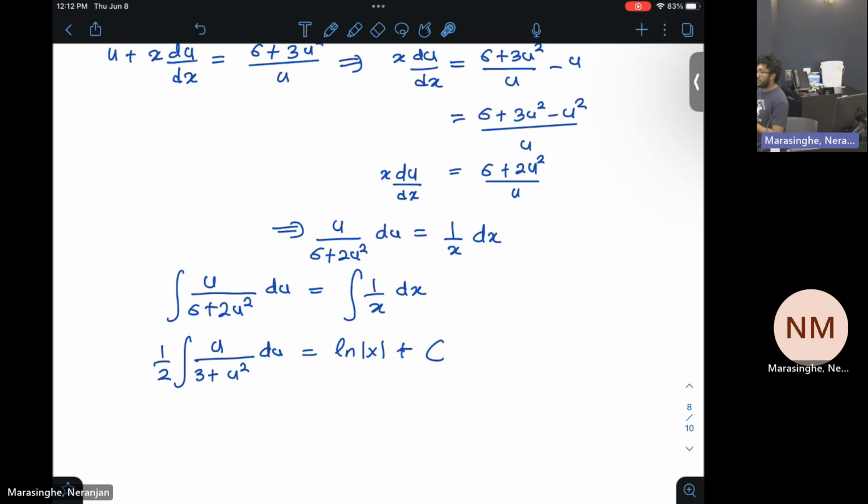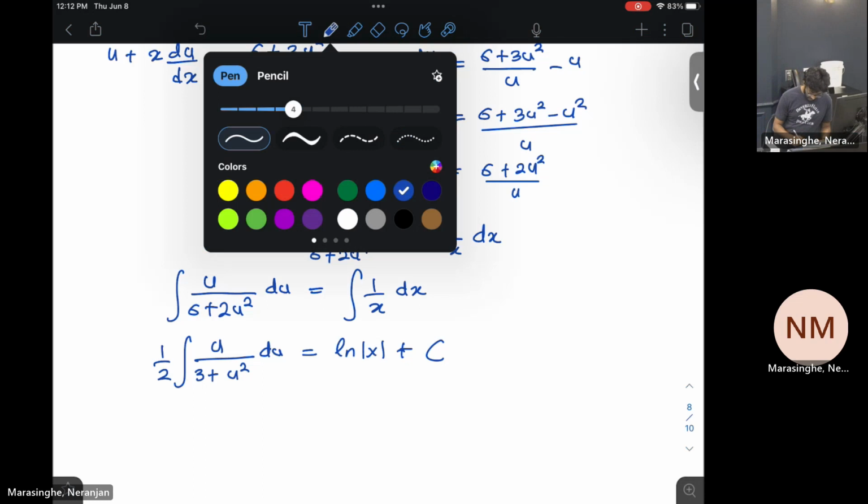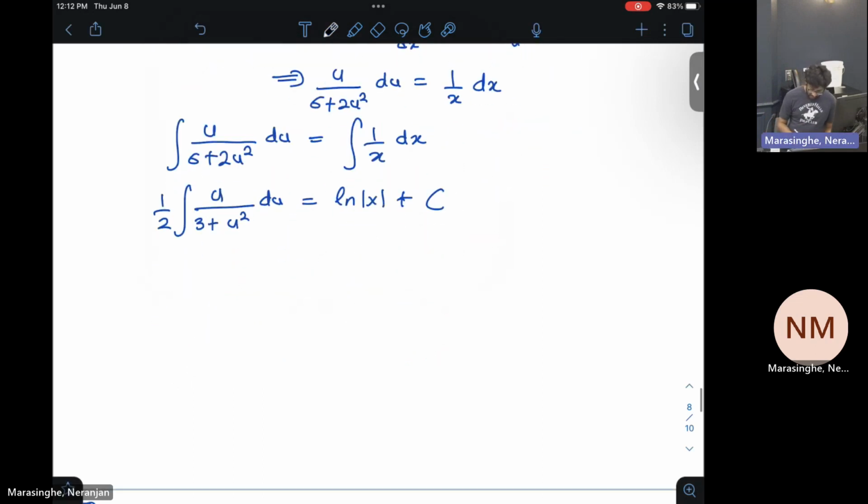How do you evaluate that integral? What is the technique that you can use to evaluate that integral? Yeah, you can use a substitution, right? So let's try to evaluate.